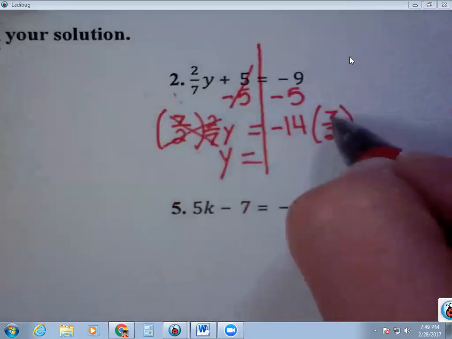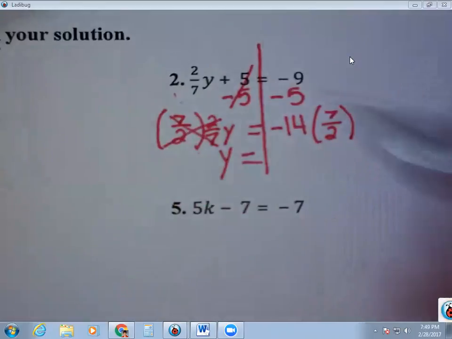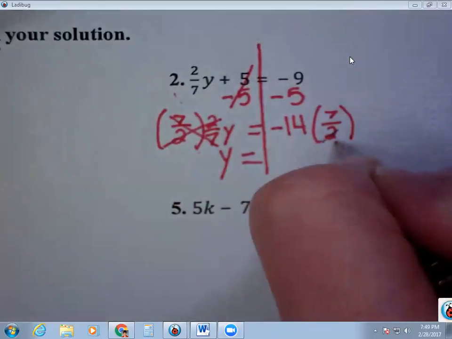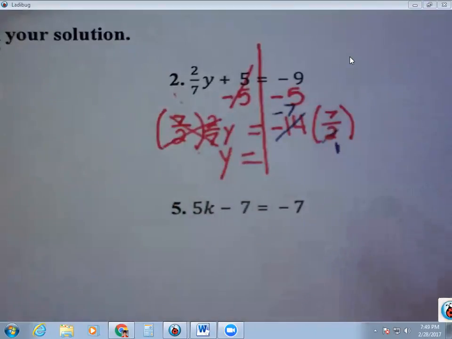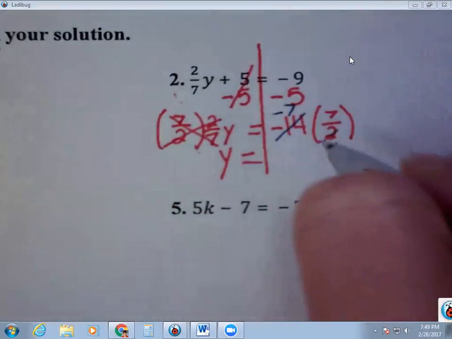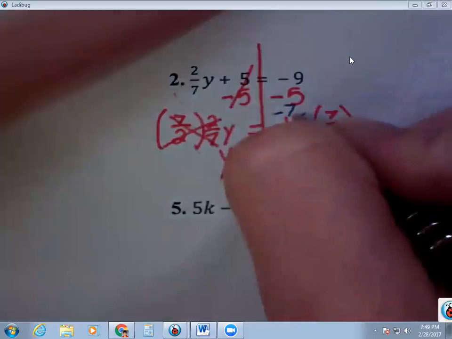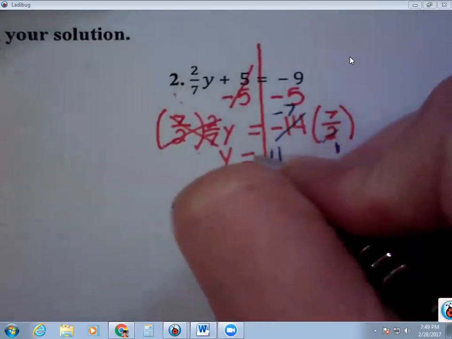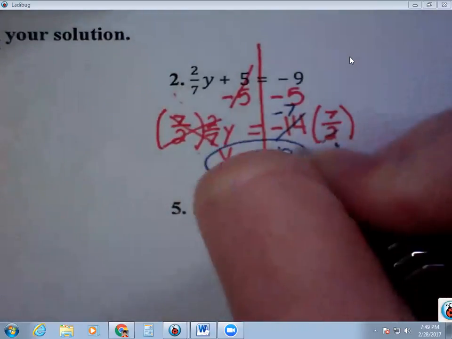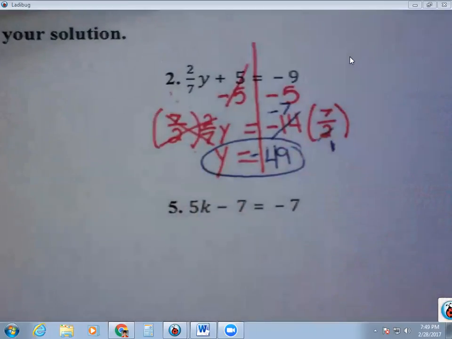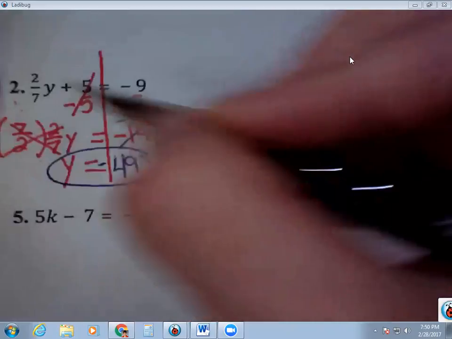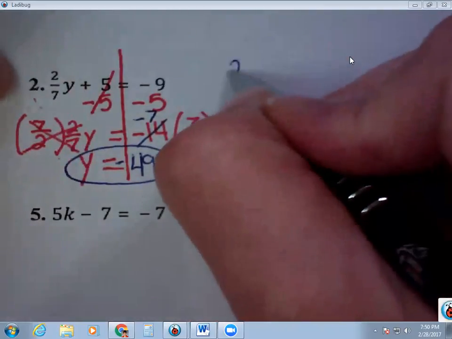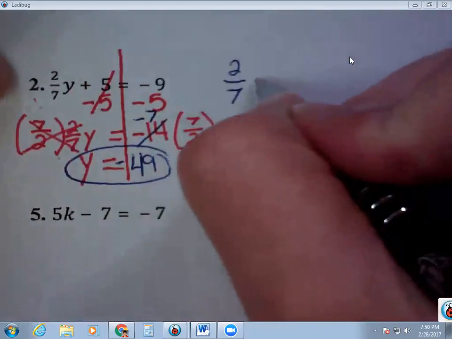Y equals, well, I'm going to do some work here. I'm going to do some cross canceling. I can fit 1 2 in here, and I can fit -7 2's right there. So if I have -7 times 7, I'm going to end up with -49. Please excuse my little baby sign right there. Now let's check that, okay? Because if I plug -49 back into my equation, I should have equal things on each side.